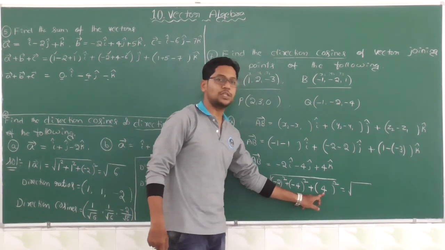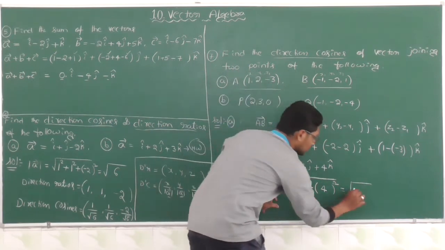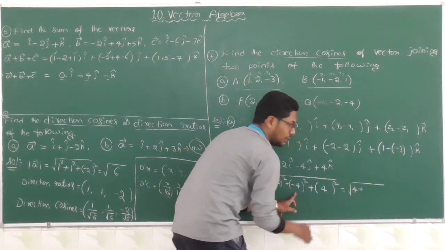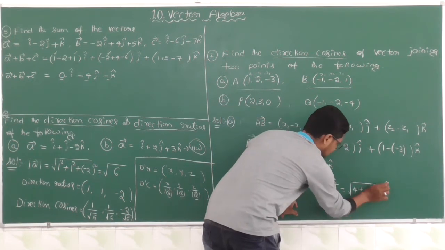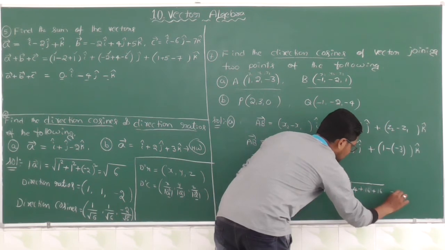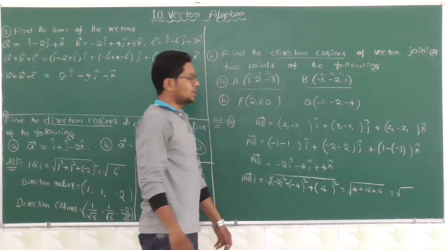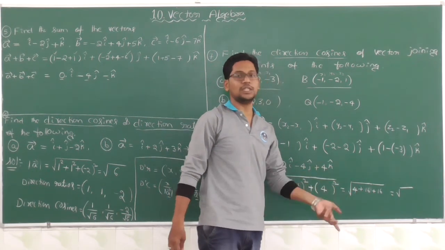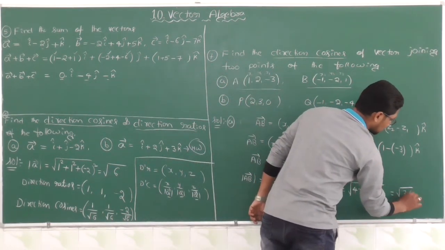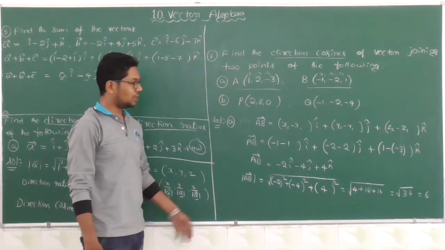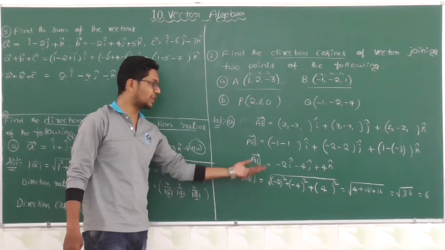4 square is 16. Minus 2 square is 4, plus minus 4 whole square is 16, so it's 4 plus 16 plus 16. That is equal to square root of 16 plus 16 is 32 plus 4 is 36. Square root of 36 is 6. Okay, the magnitude of AB vector is 6.